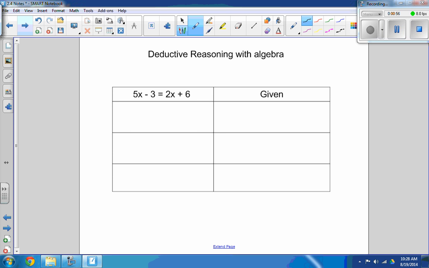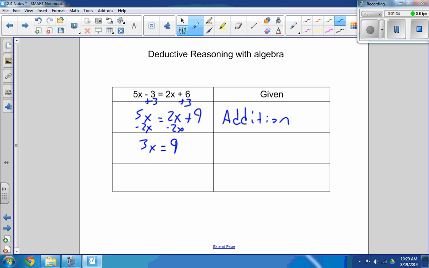Let's apply some deductive reasoning with algebra. So here we go. We've got 5x minus 3 equals 2x plus 6. We're going to eventually figure out, well, what is x? So I can add 3 to both sides and get 5x equals 2x plus 9. The reason we can follow that logic is because of the addition property. Next, I can subtract 2x from both sides and get 3x equals 9. The reason I can do that is because of the subtraction property.